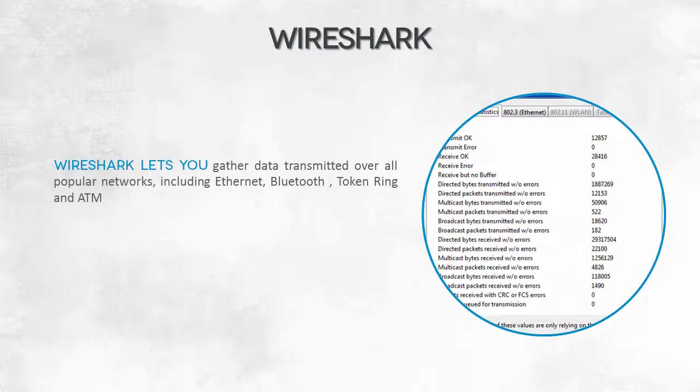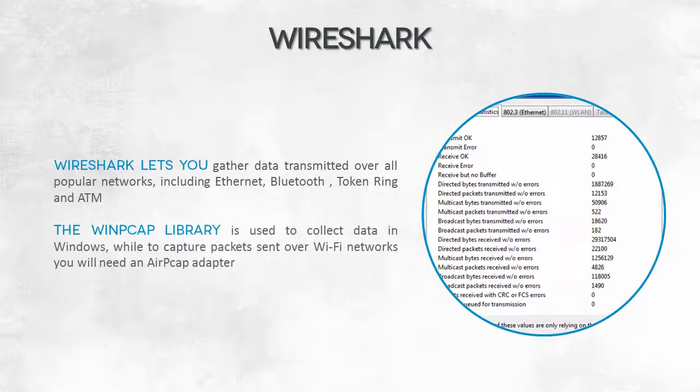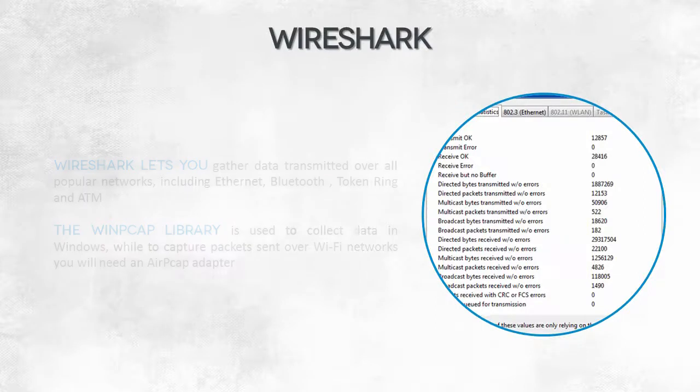The advantage of Wireshark is that it collects data sent by all types of popular networks: Ethernet, Bluetooth, or less commonly used token ring. The data collection program uses WinPCAP library in the Windows environment. You can use it to collect data sent over wireless networks too, but it requires the AirPCAP adapter or a Wi-Fi adapter compatible with Wireshark. On the airpcap.com website, you can order such an adapter.